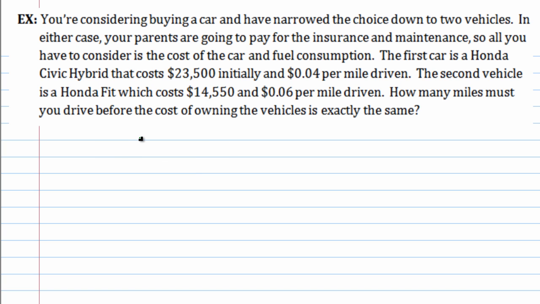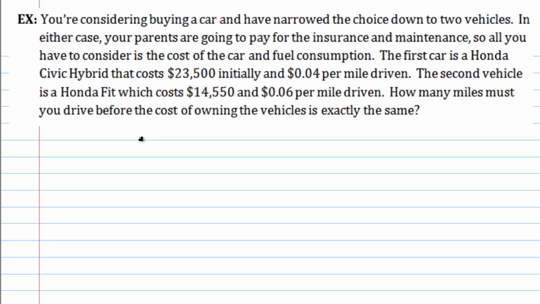So for our first example, you're going to consider buying a new car. You've narrowed the choice down to 2 vehicles. In either case, your parents are going to pay for all the extra stuff like insurance and maintenance, repairs, all that fun stuff. So all you have to consider now is the actual cost of the car and how much it costs to drive it for fuel.